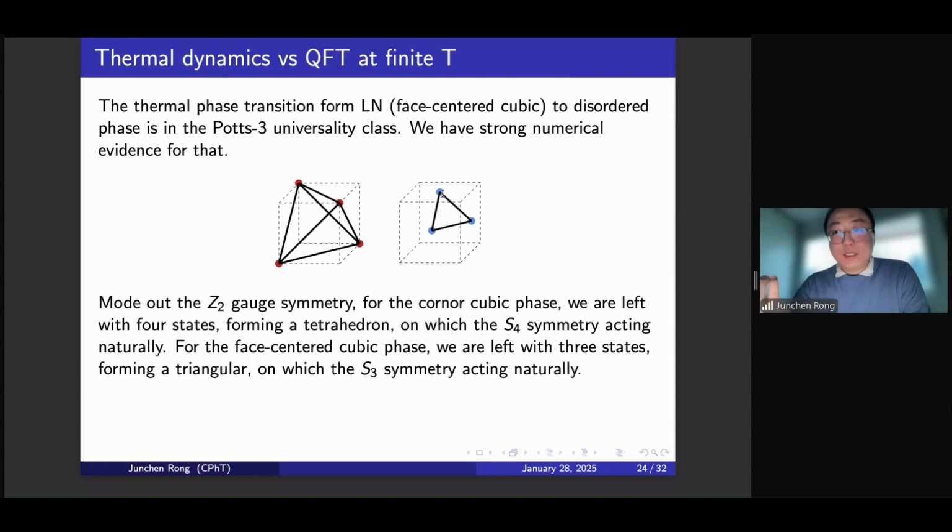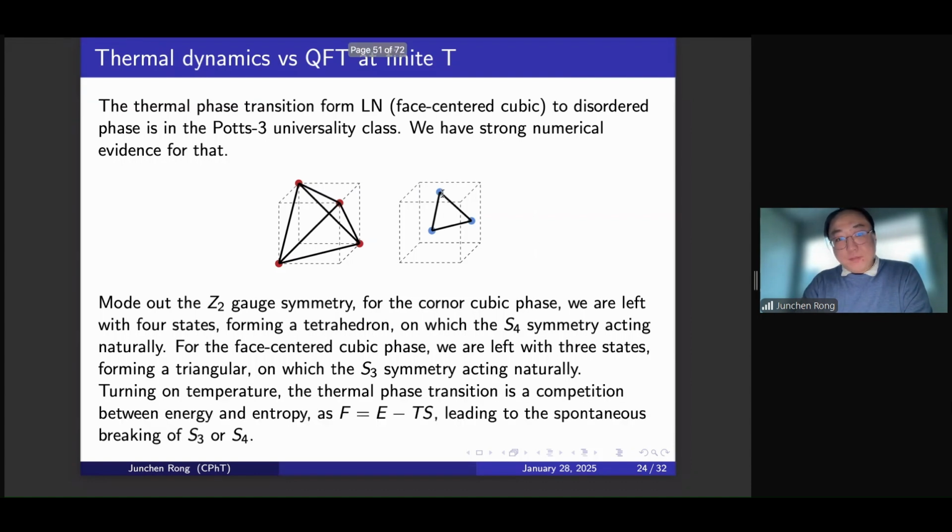So we have a three-state system respecting the S3 symmetry. We increase the temperature, and the transition is from three-state to disorder. So we should expect such a transition. So this is what's happening. You turn on temperature, the thermal transition is a competition between energy and entropy. The free energy, ground state energy and entropy are competing with each other. So you are either getting the symmetry breaking phase or the non-breaking phase.